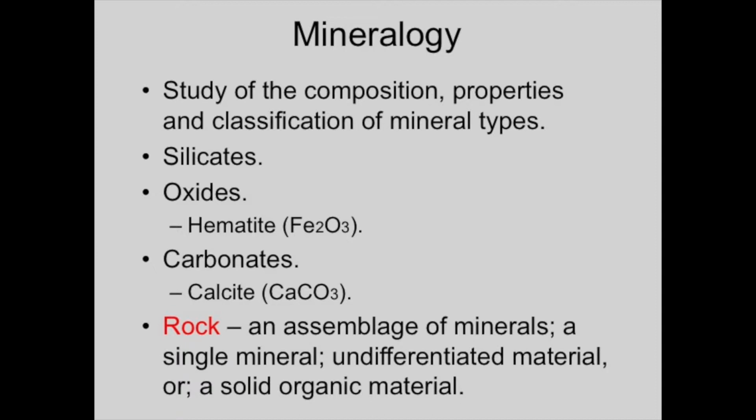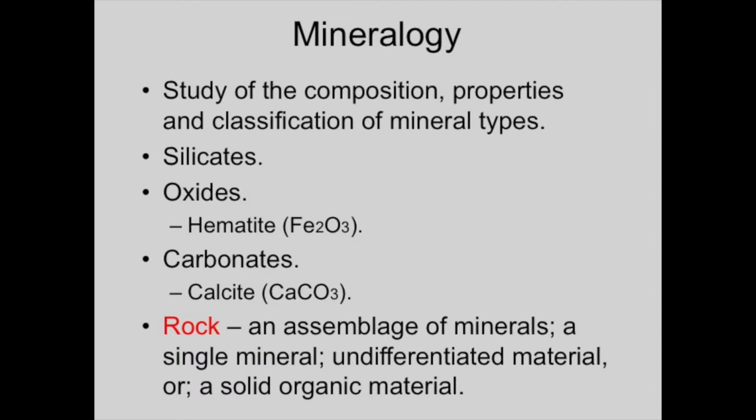What do they produce? Well, simple answer, they produce rock. So what is a rock? Well, let's give you a definition for that. A rock, at least for this class, is an assemblage of minerals that are bound together. A rock can be a single mineral, or it can be undifferentiated, or it can be a solid organic material.